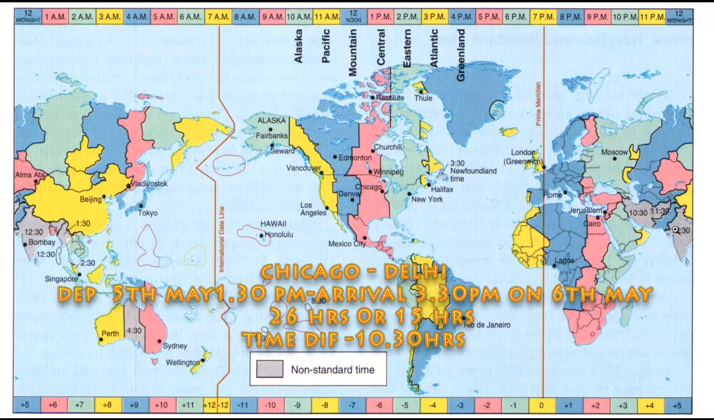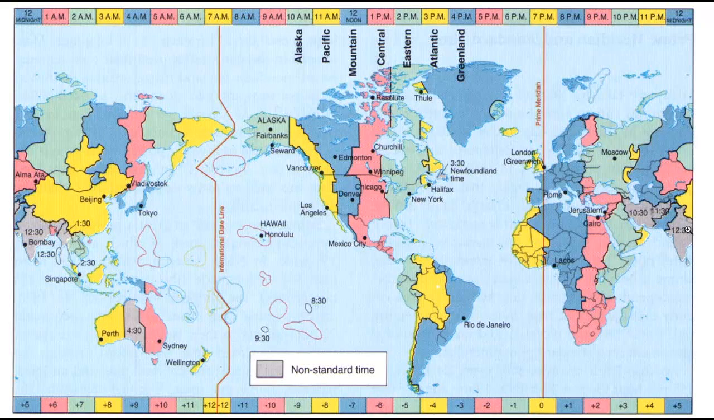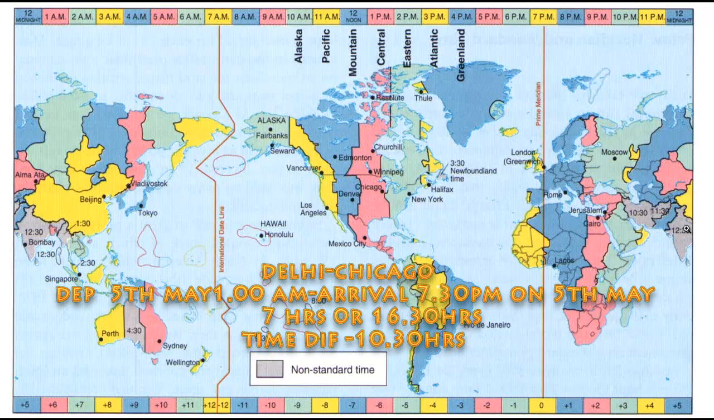Now, look at the other way around. Let us say a passenger is traveling from Delhi to Chicago on the 5th of May. The flight takes off around 1 a.m. approximately on the 5th of May from Delhi. Again, the flying hours from Delhi to Chicago are a little bit more than 15 hours. It's about 16 hours. But by the time the passenger reaches Chicago, it is only 7:30 in the morning on the 5th of May.